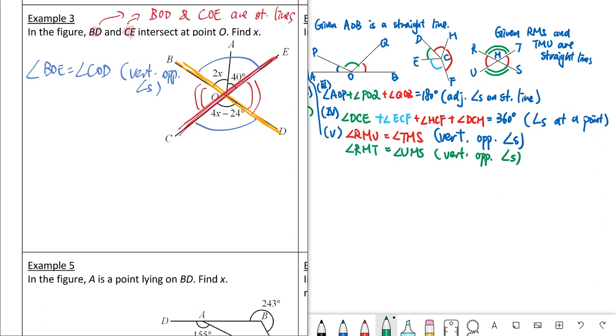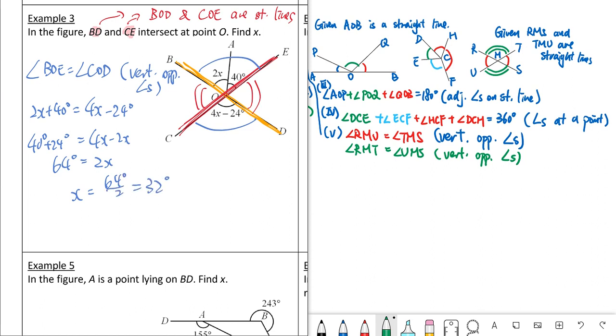And then the rest is just some simple calculation. That is, BOE gives 2x plus 40 degrees, which equals COD, 4x minus 24 degrees. Then it is just some simple equation-solving techniques. Therefore, 40 degrees plus 24 degrees, and then 4x minus 2x. It means that 2x is 64 degrees. Therefore, x will be 64 degrees divided by 2, that is 32 degrees.